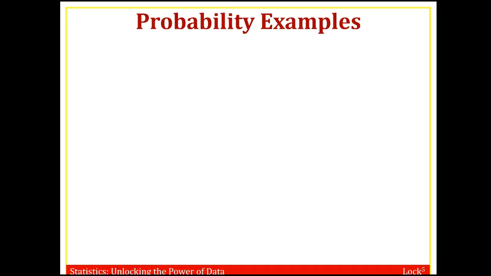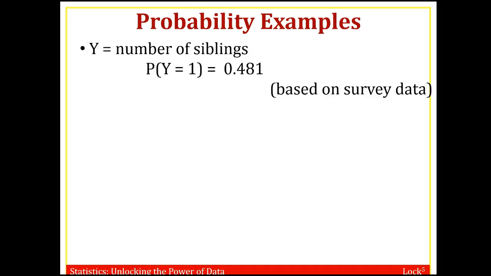Let's go through a couple examples. I'm going to go through these fairly quickly. Say we have the number of siblings. This is based on survey data I've done in previous courses. What's the probability Y equals 1? This means, what is the probability that a randomly selected person in the survey has exactly one sibling? About 48%.